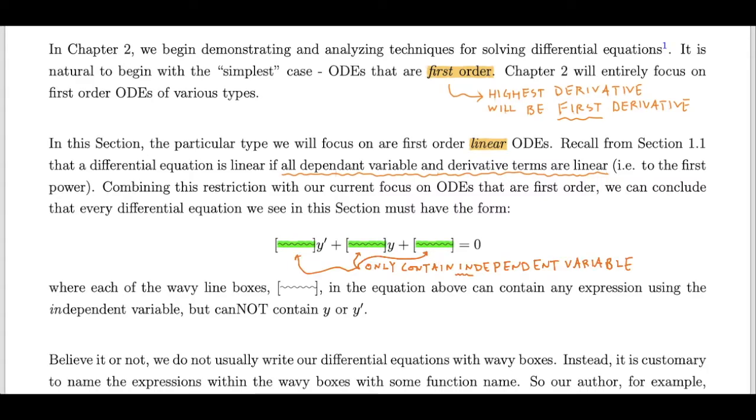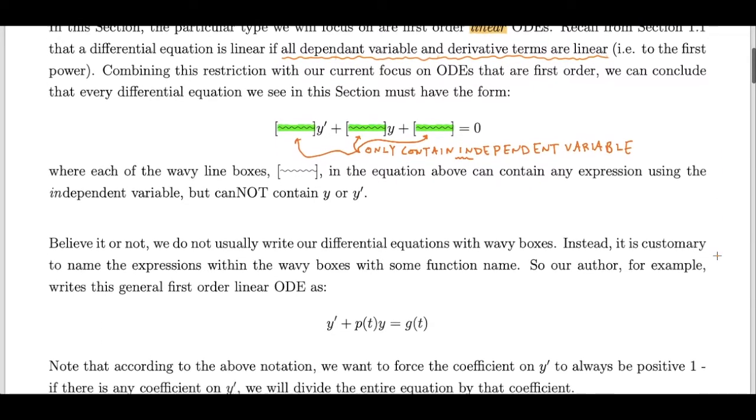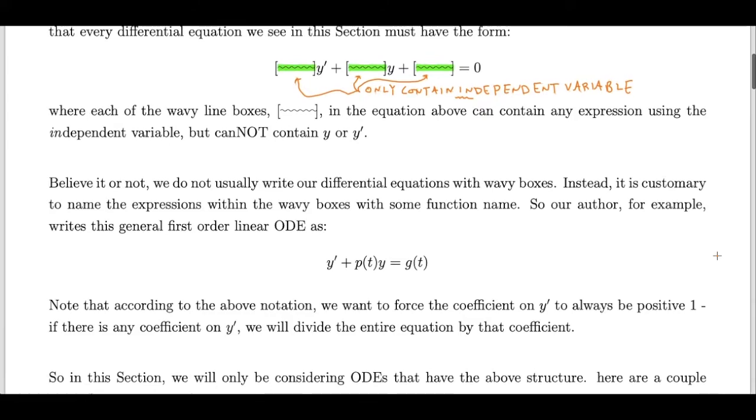I further assume that in this little picture, all of my y terms have been grouped into this second term. All of my y prime terms have been grouped into this first term. So any additional terms here would also be strictly in terms of the independent variable. We don't typically write differential equations with these squiggly boxes. And so instead, here's a more formal version of that general structure that we'll be dealing with.